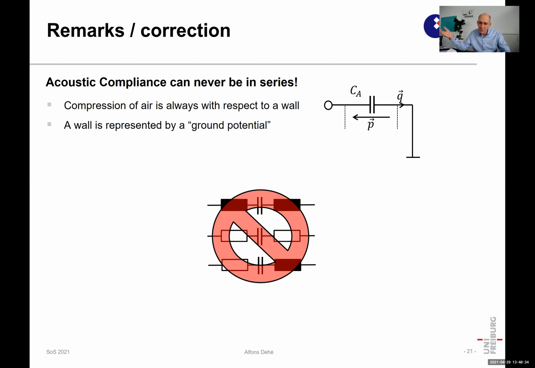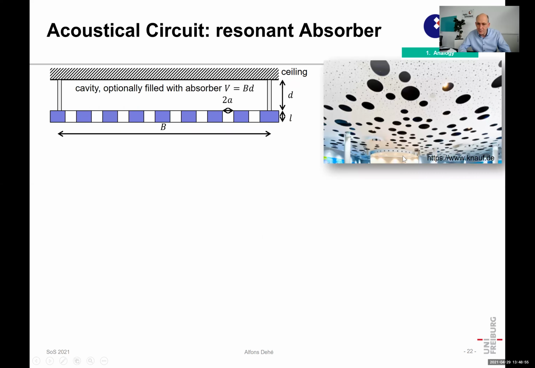We can translate mechanical compliances into acoustical networks and represent a mechanical spring in series with acoustical elements, but then it is not an acoustical one. So keep in mind, any capacitor in the first analogy has to be grounded.